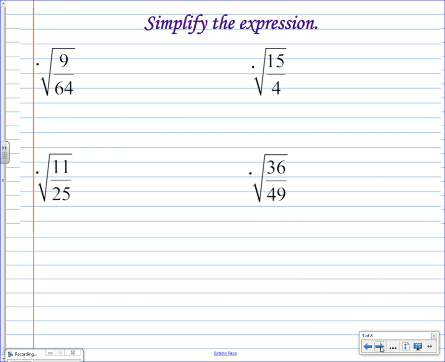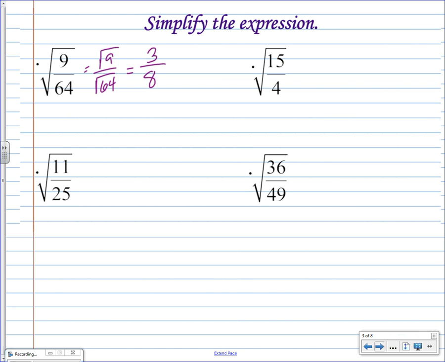Now we're going to talk about square roots with fractions. Still, we're going to do the same thing as when we're multiplying. This becomes the square root of 9 over the square root of 64. And the square root of 9 is 3. And the square root of 64 is 8. And if you can simplify the fraction after it's out of the square root, please go ahead and simplify that.